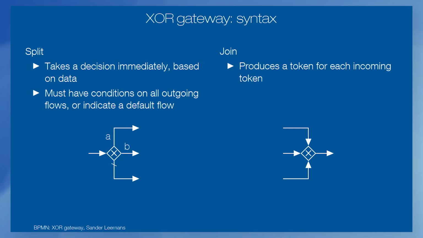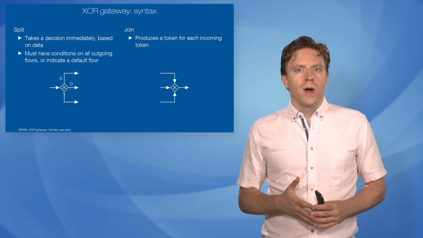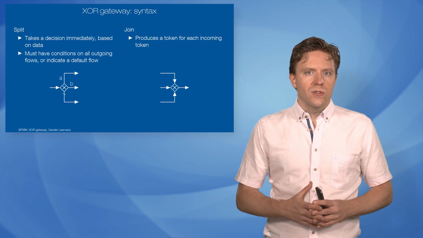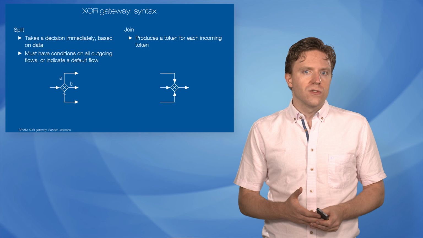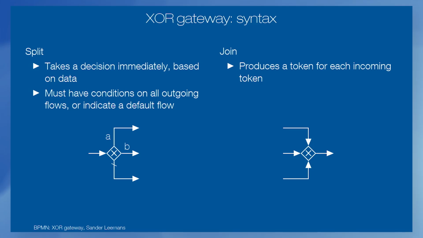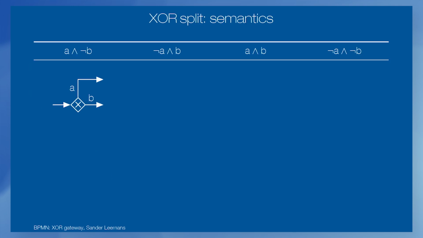The join. If we use the XOR gateway as a join, then there are no further special requirements. So it is just an incoming sequence flow, so in this case 3 incoming sequence flows and 1 outgoing sequence flow. And the XOR join behaves by forwarding any token that it gets on one of its ingoing sequence flows to its outgoing sequence flow. Let's have a look at that in a little bit more detail.